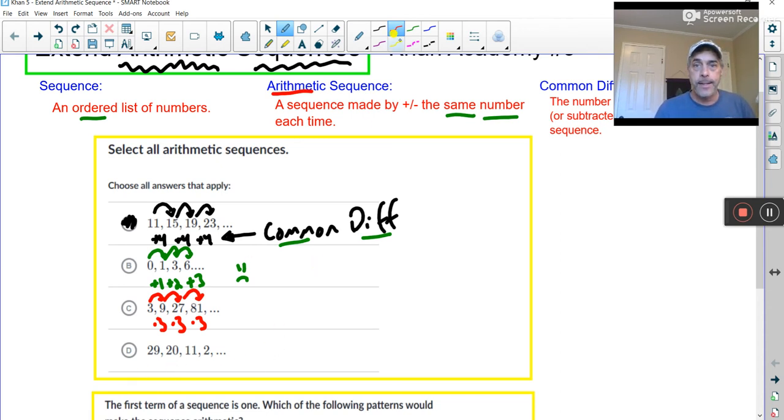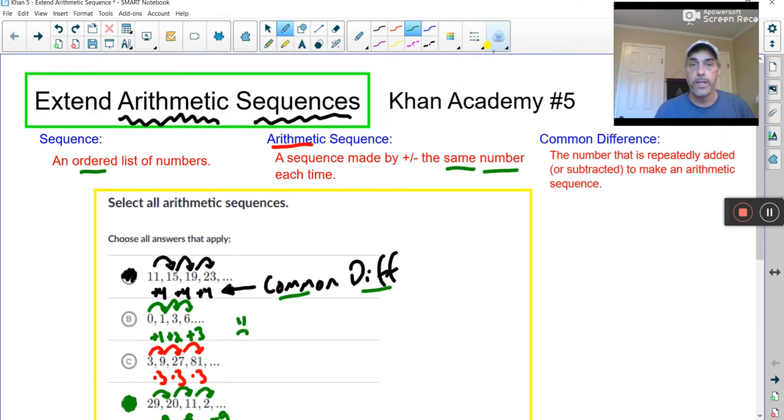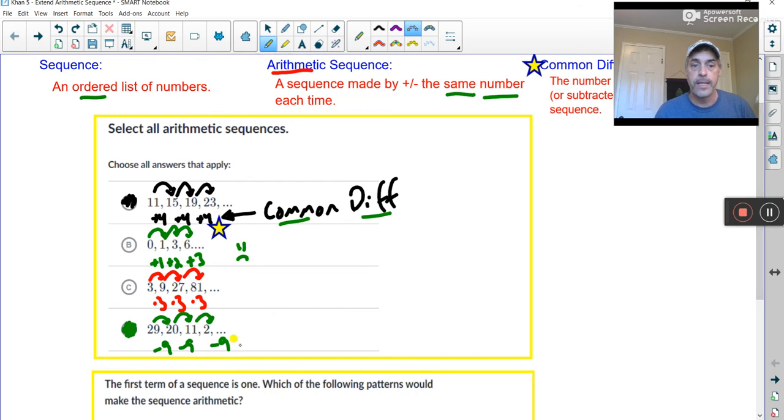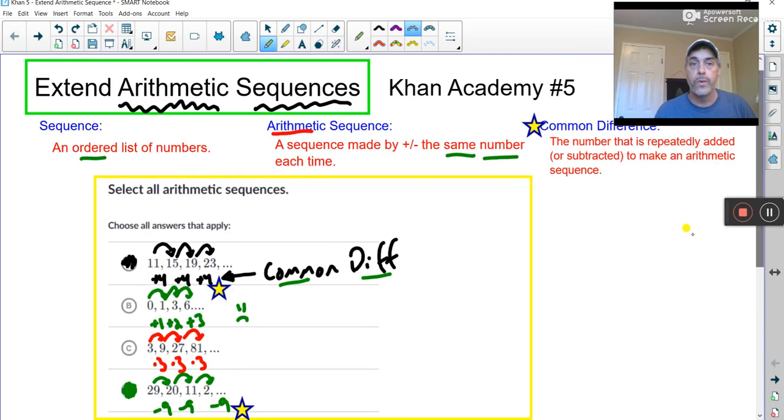Okay, and this last one. It looks like I have 29 to 20 is a -9. 20 down to 11 is a -9. 11 down to 2 is a -9. So we have this addition or subtraction of the same number that is a common difference. So that would give us an arithmetic sequence. Okay, I'm using two vocab words here. Let's just make sure we know them. The number that is repeatedly added or subtracted is that common difference, right? And if we have that, then we know that we've got this thing that we're calling an arithmetic sequence.